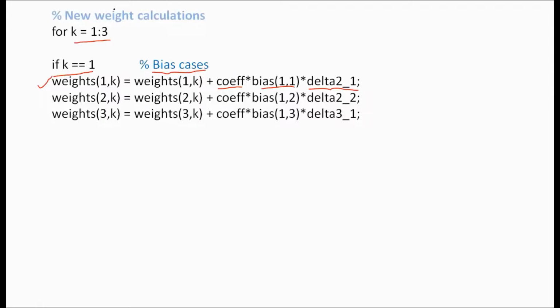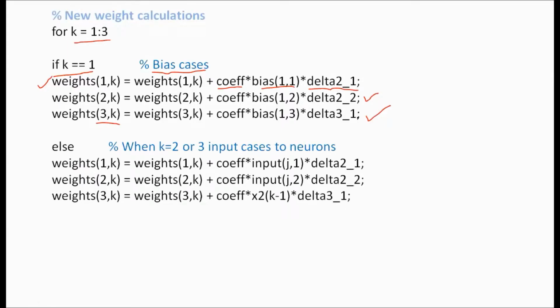Then weight 2 1, that is again related to this bias value. So 2 1, because k is 1, weight 2 1 plus coefficient, same formula is used here. For 3 1, same formula is used. So we are updating the weights related to bias. Then updating the weights related to other branches.